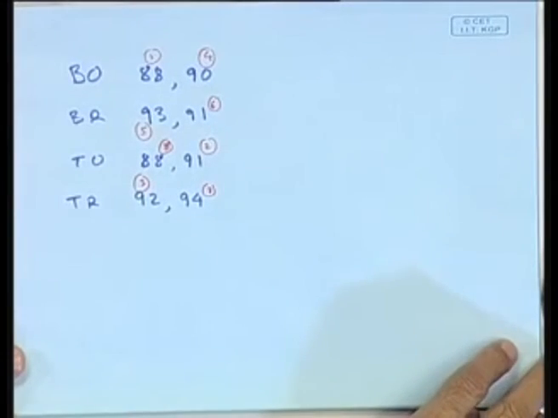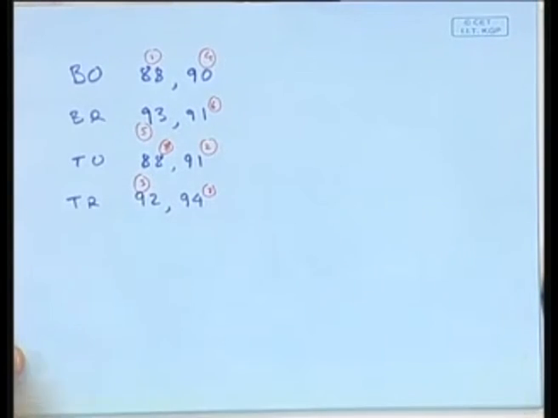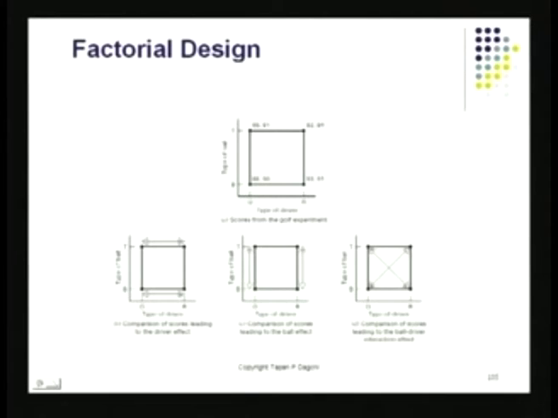Now what we'd like to be able to do is find the effect of going from type O driver to type R driver. Let's see how we find that out. I go back to the picture here and I show you. What I do is, I take an average here. First of all, I have to find the average of 88 and 90. That will be the average score there. I do the same averaging here, here, and here. This, of course, is not going to be terribly difficult. This is going to be 89, this is going to be 92, this is going to be 93, and this is going to be 89.5.